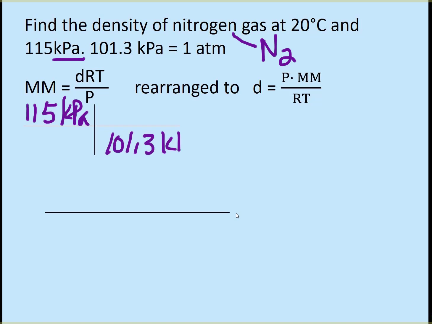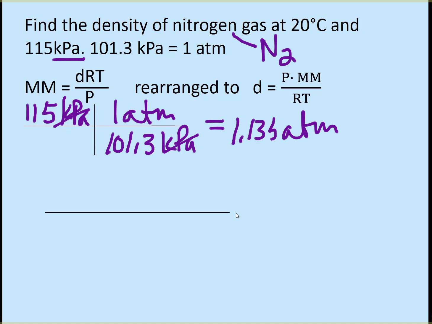When I'm doing a conversion factor, remember the two values that are stacked on top of each other should equal 1. So I have kilopascals on the top and kilopascals on the bottom, so they will cancel. That's why I arranged them that way. And I'm left with atmospheric units. And the answer to this is 1.135 atmospheric units. I carried some extra significant digits just so that I don't have rounding errors.